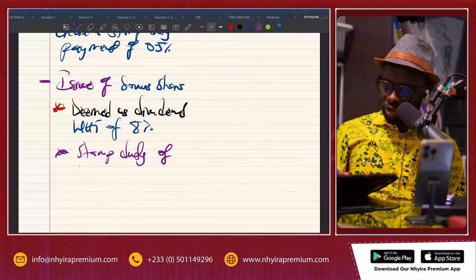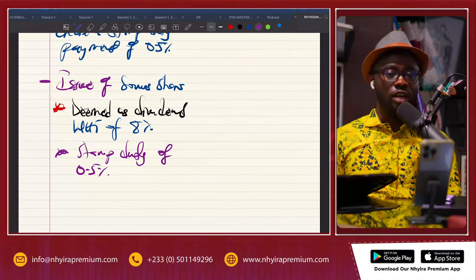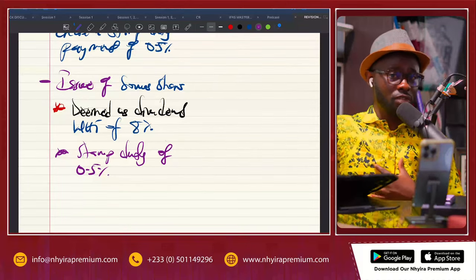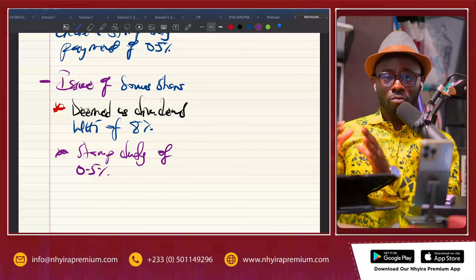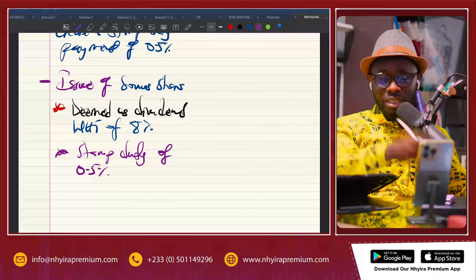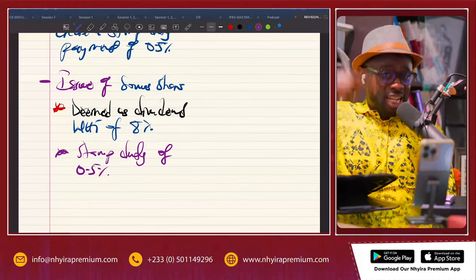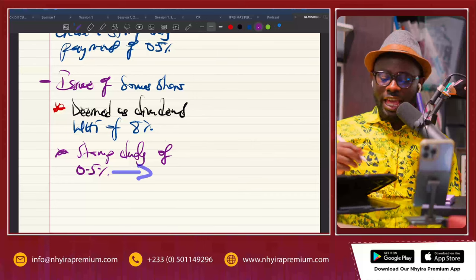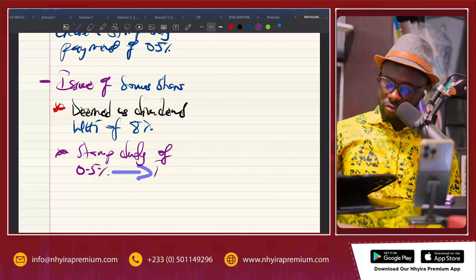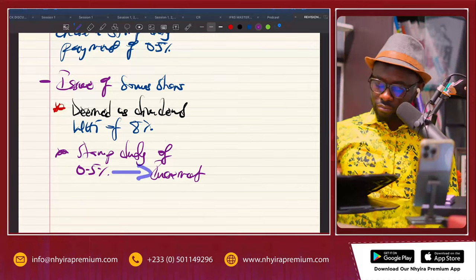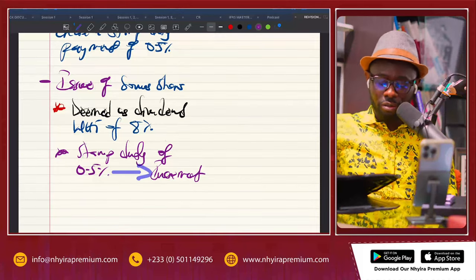Subject to a stamp duty of 0.5%. Now, they will withhold the 8% and give it to the GRA, but the stamp duty is on the increase, so not on the new share capital balance. On the increase, please be careful. The stamp duty is charged on the increment, okay? The additional money that is coming in on the increment. So please be mindful of that.